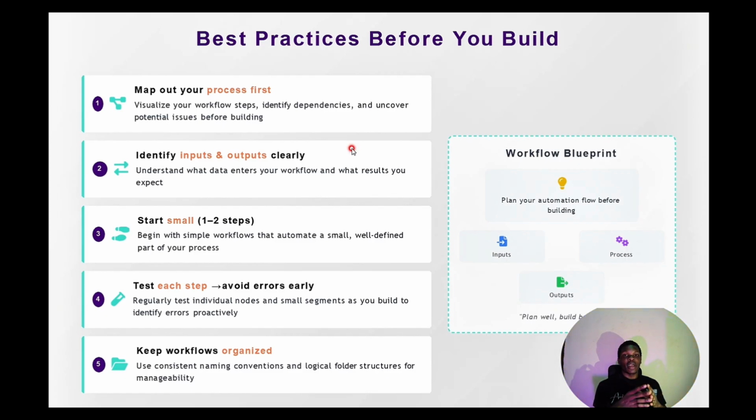So these are the best practices for building, what you should have in mind to make a better workflow and become someone who builds pro-level automation. The first thing you should practice is to map out your processes first. Before you start to build any workflow, you have to visualize and understand the kind of data you'll be processing, what the workflow should be able to do, and how you want the results to look. So you visualize your workflow steps, identify dependencies, and uncover potential issues before building.